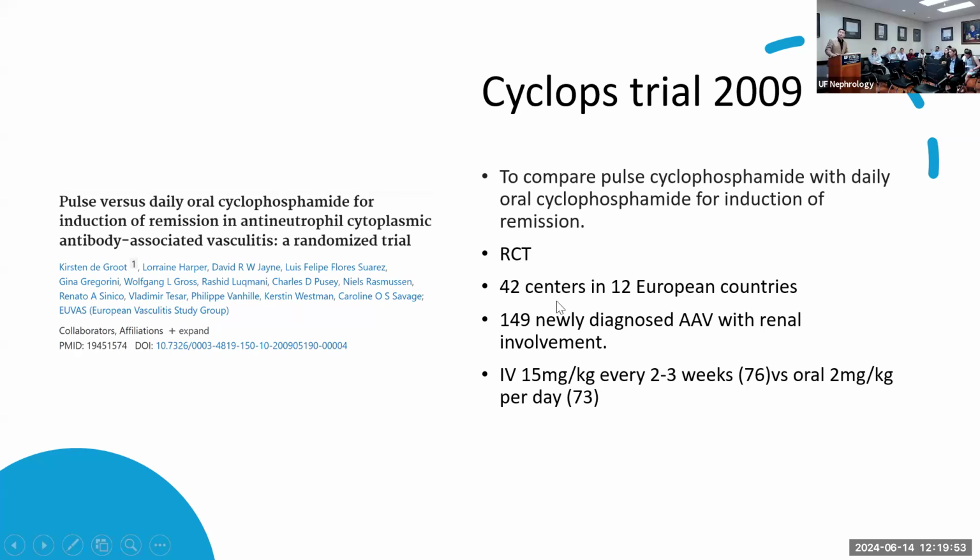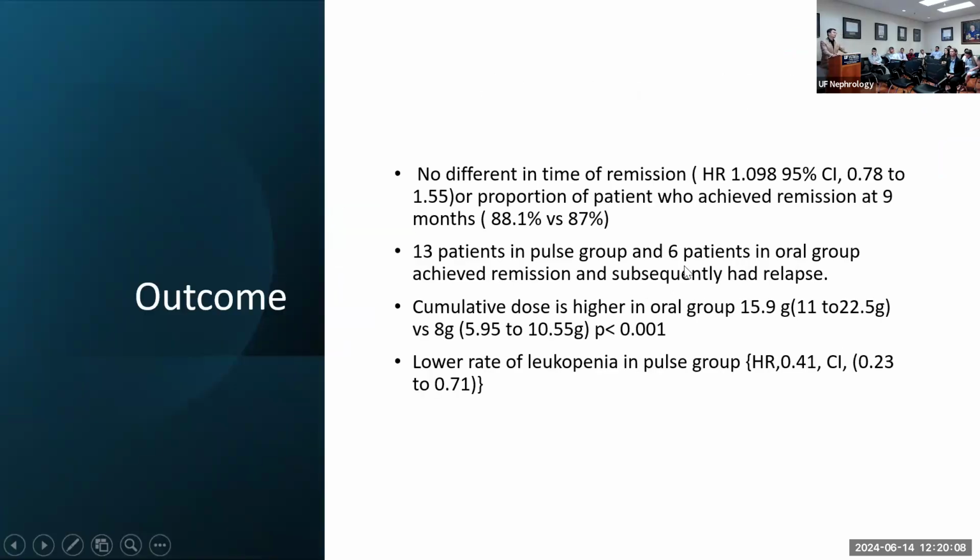It was done in 14 centers in Europe, with 149 patients newly diagnosed with ANCA vasculitis with renal involvement, with one arm on pulse cyclophosphamide and the other on oral cyclophosphamide. There's no difference in remission, no difference in time to remission or the proportion of patients that achieved remission. Six patients in the oral group and 13 patients in the pulse group subsequently relapsed.